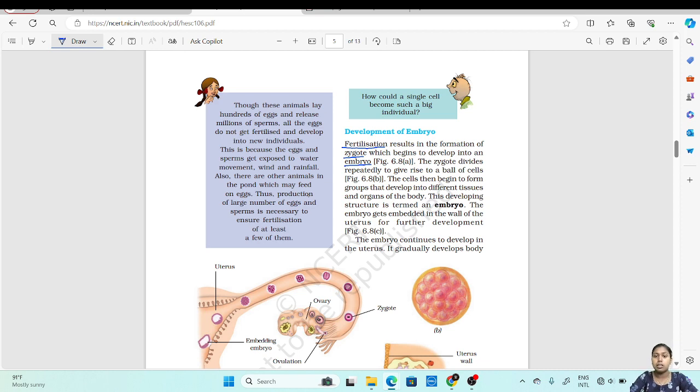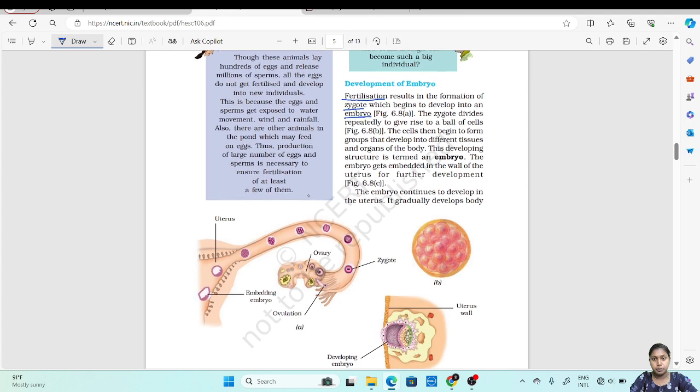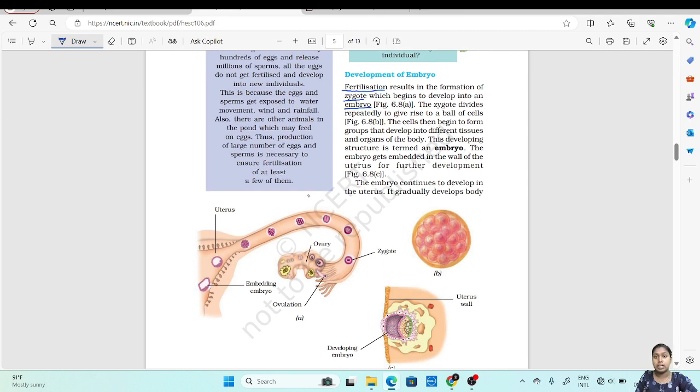How is the embryo developed? The zygote divides repeatedly to give rise to a ball of cells. These cells then begin to form groups that develop into different tissues and organs of the body. This developing structure is termed as embryo. The embryo gets embedded in the wall of the uterus for further development.